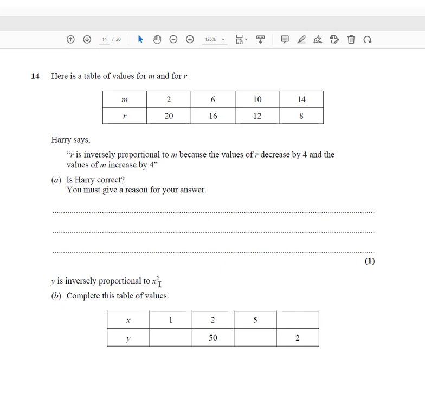Y is inversely proportional to x squared. Write down this table of values. Okay, I think what I would do is I would work out, first of all, what x squared is. I've got what x is, then I've got what x squared is. Write that down here. Just square those numbers. And inversely proportional means 1 over that. And then what would I need to do to those numbers to make them into this? And maybe you can work out what's missing from that.